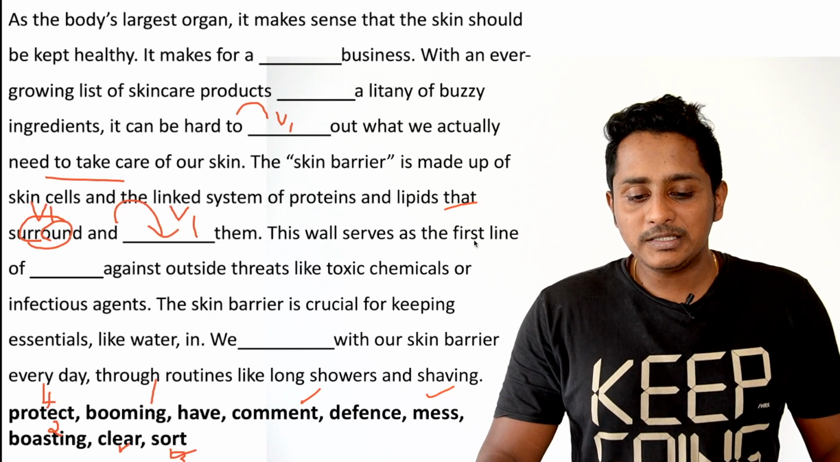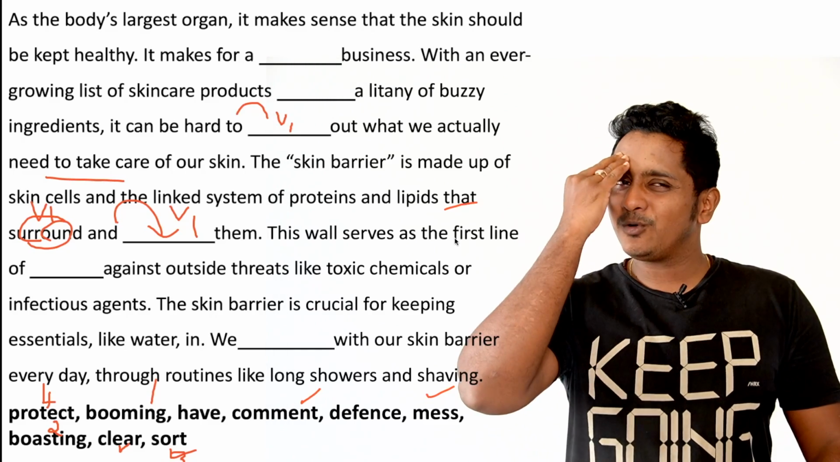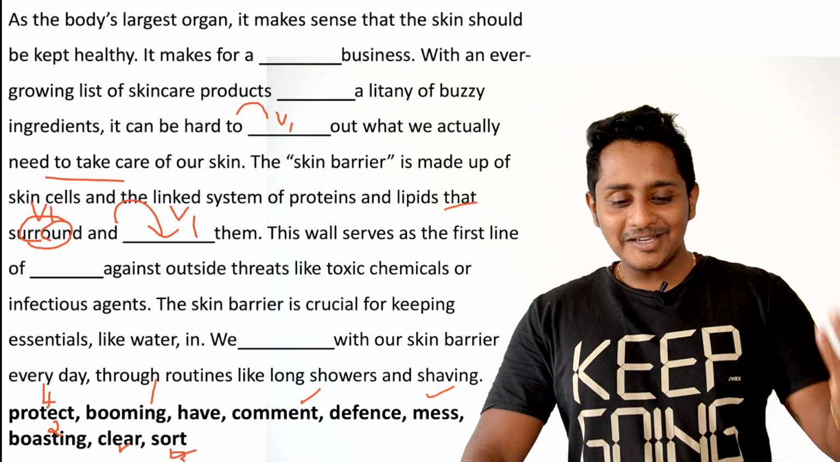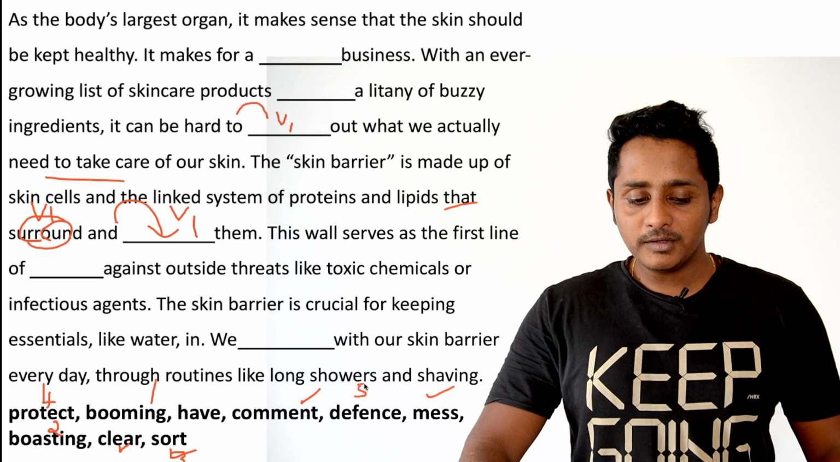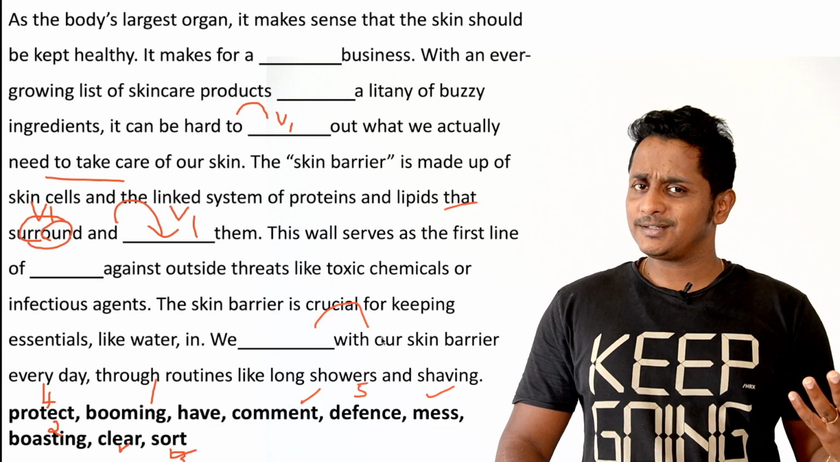And this wall serves as the first line of... chemicals, this I don't have any clue. First line of dash, first line of defense. Collocation. So now, using collocations you can solve a lot of things. We dash with, dash with, dash with. The preposition "with" always goes with the word.